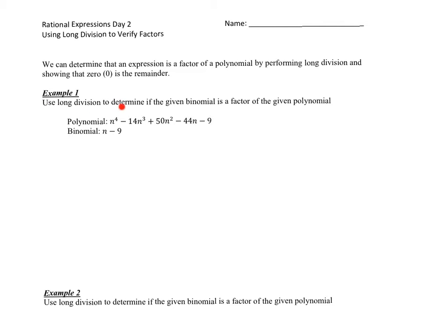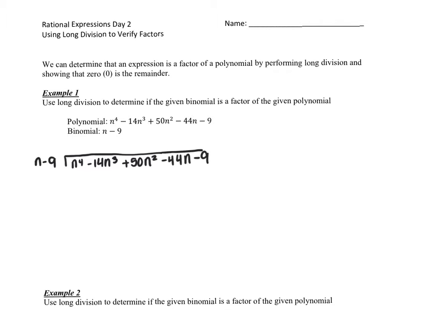It says use long division to determine if the binomial is a factor. So we're going to do long division and we're going to see if we get 0 as a remainder. Remember, the binomial or the potential factor is going to be n minus 9. So we're going to put that on the outside. And then on the inside, we're going to put the polynomial. So n to the fourth minus 14n to the third plus 50n squared minus 44n minus 9.